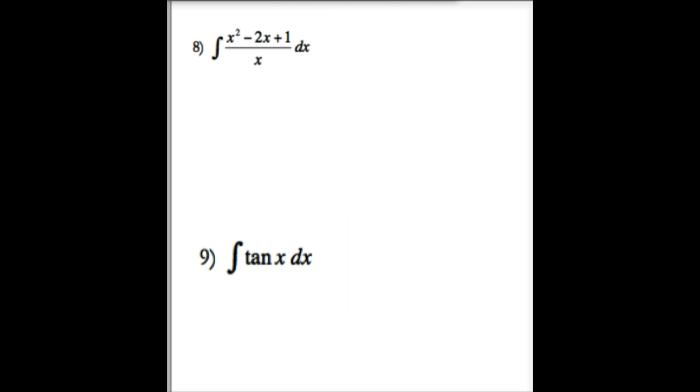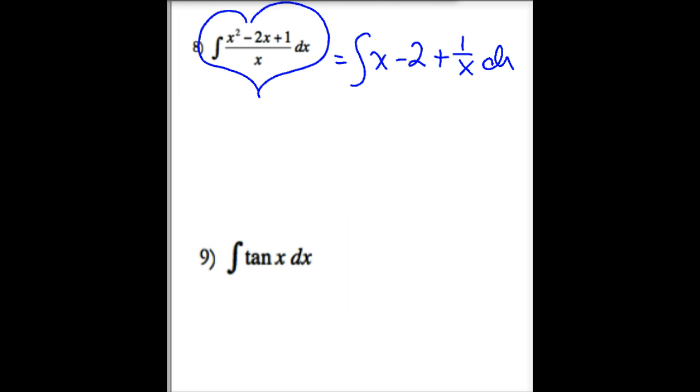Number 8, this is not a natural log issue because when I take the derivative of the bottom, I get 1. I do not get the top of the function. This is an "if it breaks a heart, break it apart" problem. This is actually the integral of x minus 2 plus 1 over x. When I divide each term by the monomial on the bottom, I get 3 separate pieces in a sum and difference that I can integrate separately.